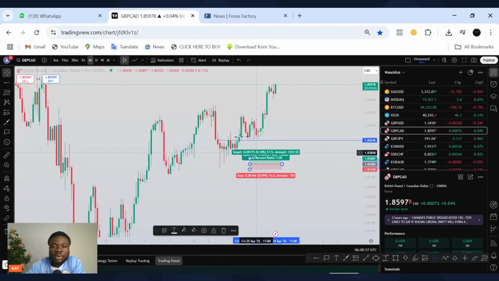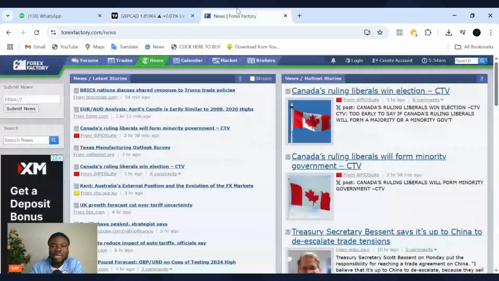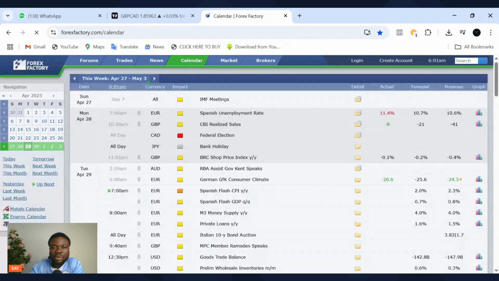So in this segment of the YouTube videos, I'm going to be breaking down some charts, some currency pairs that are having some potential to be playing out this month. So today is 29th of April 2025. Let's first of all look at the fundamentals and see the high impact news or the economic events that you are going to be having today.